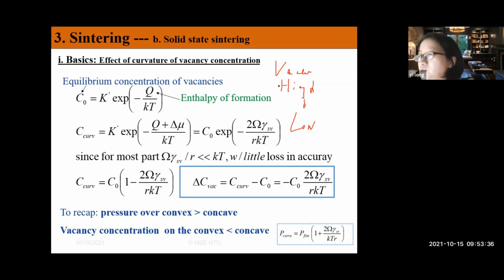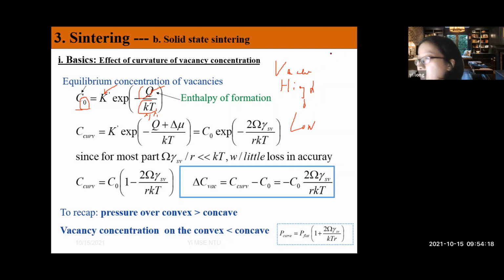Vacancies move from high concentration to low concentration. So now let's see the vacancy concentration, since we already know how the vacancy is going to move, right? High to low. So the equilibrium concentration of vacancy, we say no is have shape or no shape. Tell me. Say no is you have a shape, you have a radius or no. Which means there's no shape. So this one, K prime exponential, this is enthalpy, and the kT, right? So you can see everything is constant, constant, constant, constant. Okay, sigma is a constant.